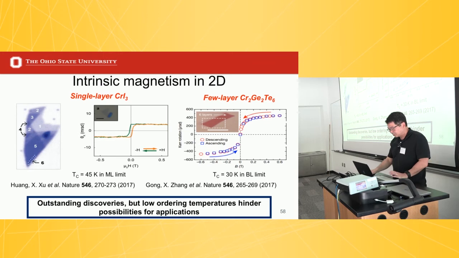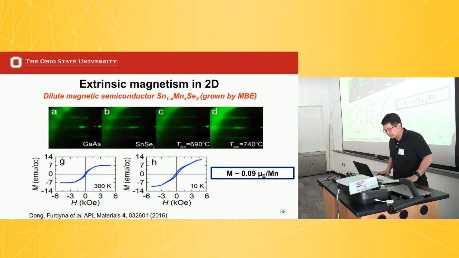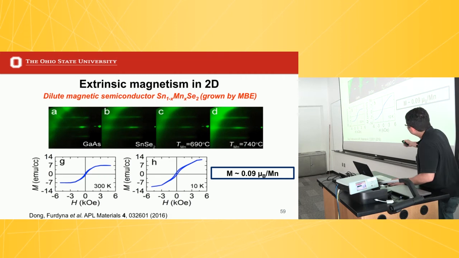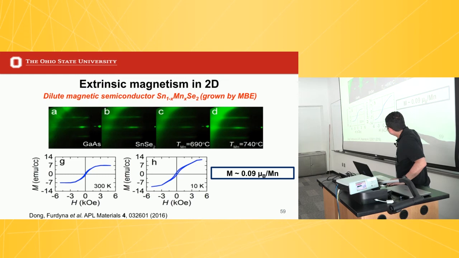And there was this work that actually caught my attention a lot. It's by Jacek Furdyna's group at Notre Dame, where they're trying to put a little bit of manganese inside tin selenide, and they're able to do it. And these are the XRD patterns that look fine. And then you look here, there's a signal at room temperature. Low temperature looks a little better, but here it is. And I thought, wow, this is a system that shows some signal, and having a signal is better than having no signal when you're starting a project. So I said, we should start looking into this. And it's at room temperature as well.